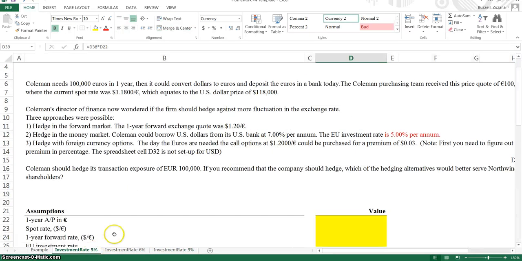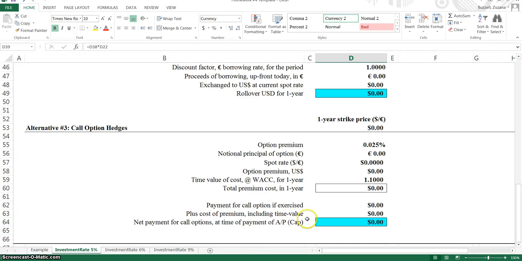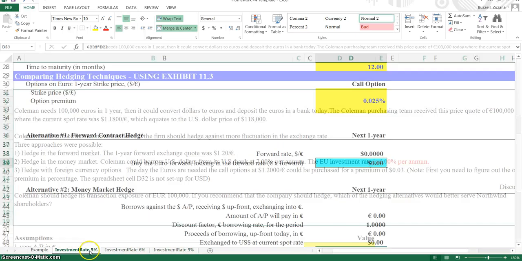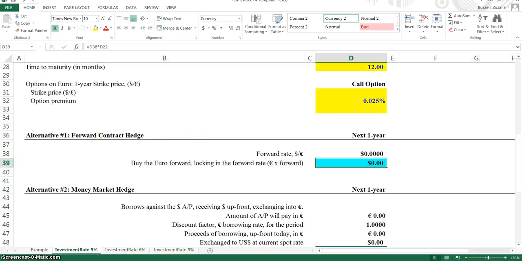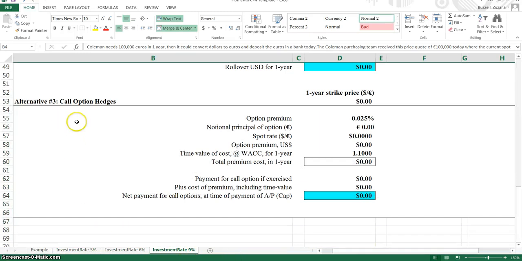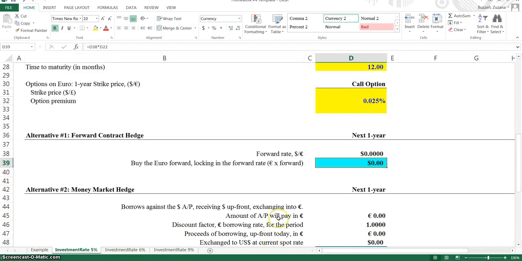So you will have to say which option was the best for each investment rate. So if we are taking investment rate 5, was call option hedge the best or forward contract hedge? And then you will have to see if the forward contract hedge was the best at 5%, 6%, or 9%, if the call option hedge was the best at 9%, 6%, or 5%. So the explanations are equally important as the calculations.